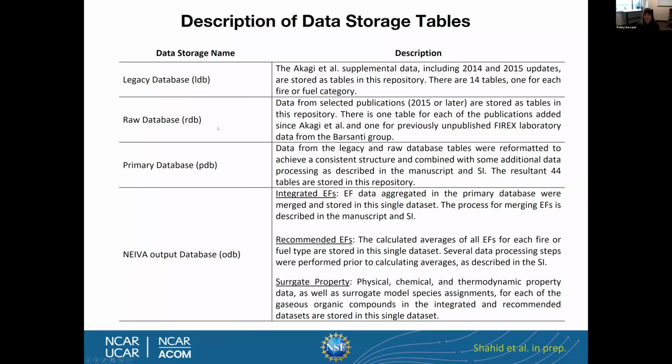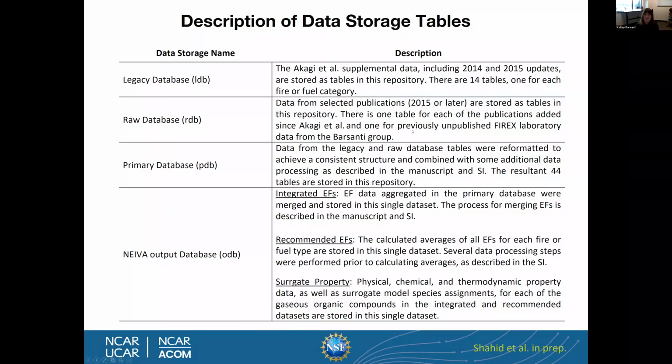The other data collection is new data that are not included in Akagi, publications from 2015 or later. These include field studies and selected laboratory studies. I keep losing count because this paper has been taking us a while and we keep adding papers, but I think we've added data from 38 publications since 2015. Then we put all this together. We have these data reformatted in a consistent structure, and we have 44 tables in this repository. So this is now all of the data that we've gathered.